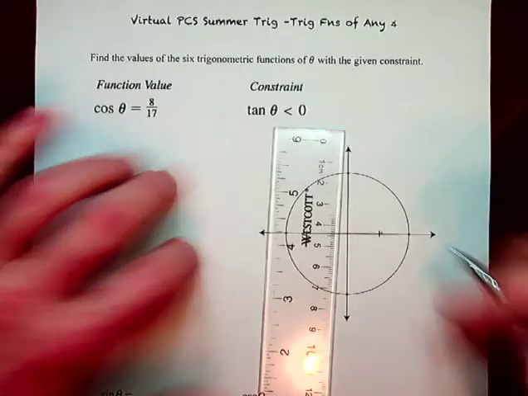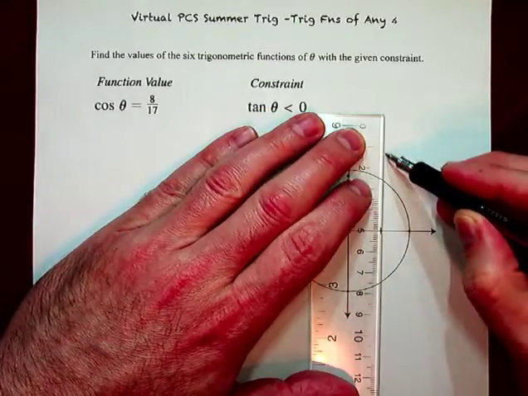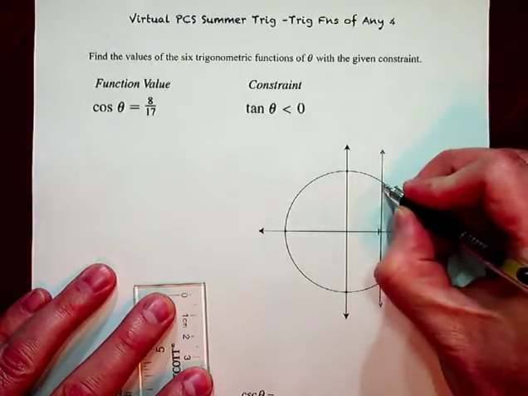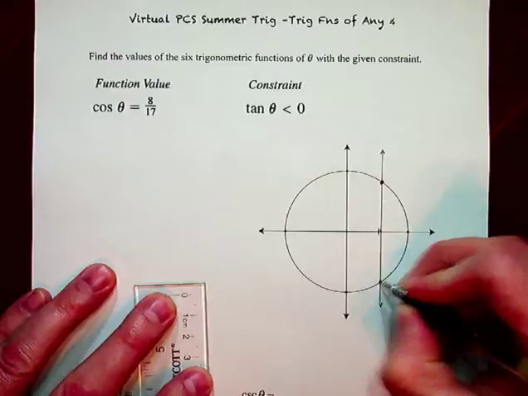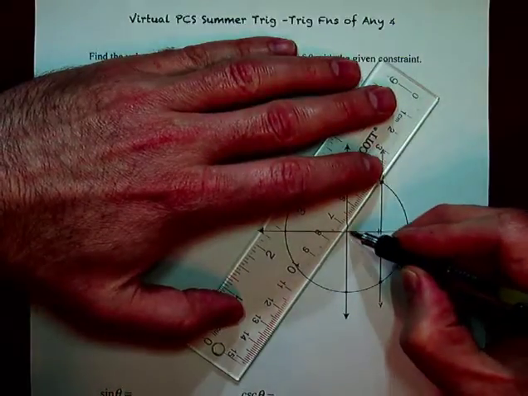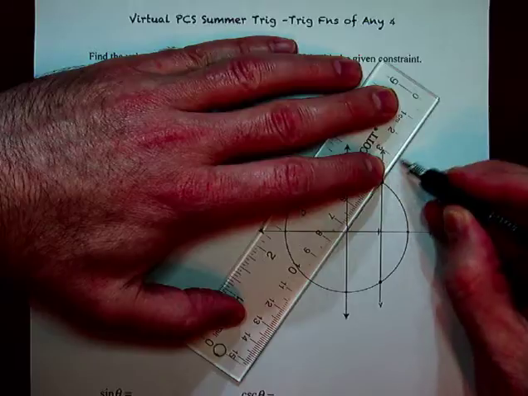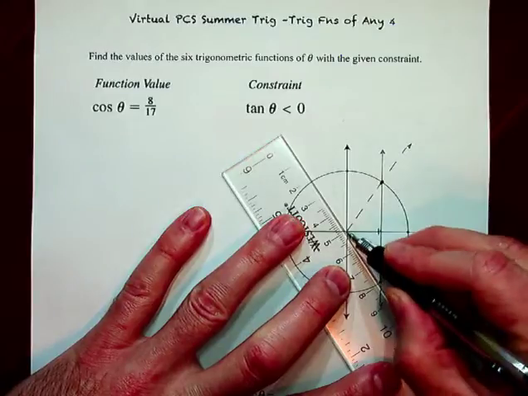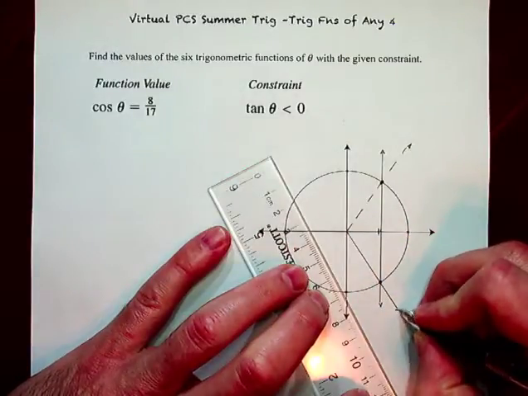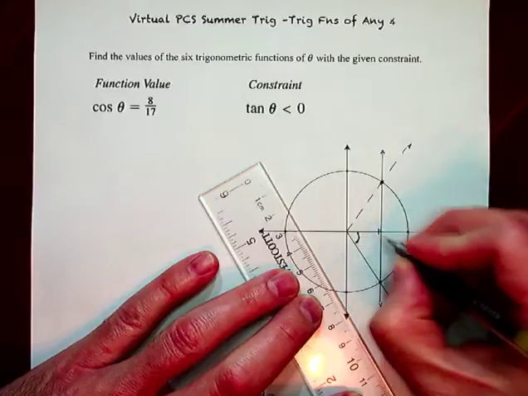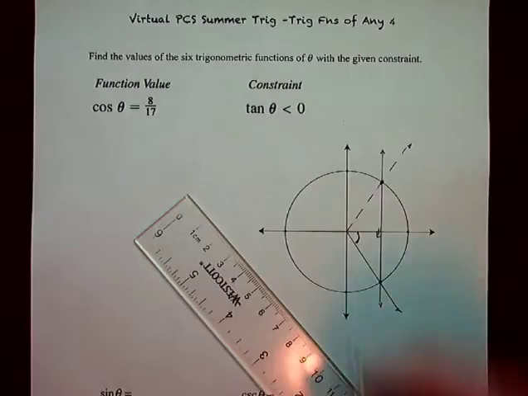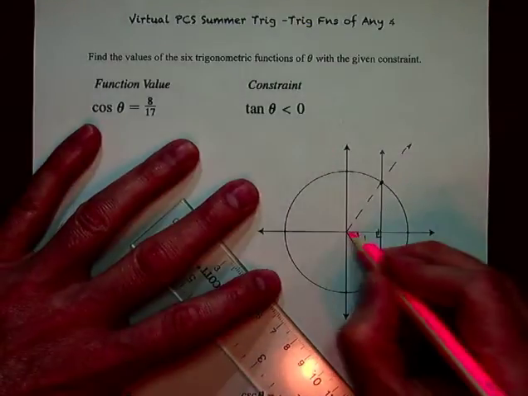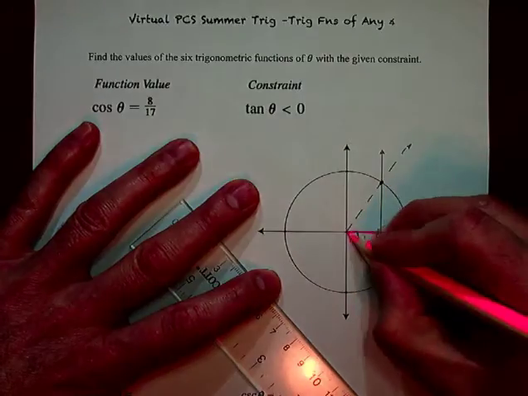And then we're going to go ahead and draw this vertical line right here, confirming that basically this angle and this angle fit the bill in terms of that first piece of information and our cosine ratio. But tangent being negative is going to ensure that what we're really after is this triangle right here with that reference angle theta prime. And we'll go ahead and color code it so that it's just easier to see, okay?